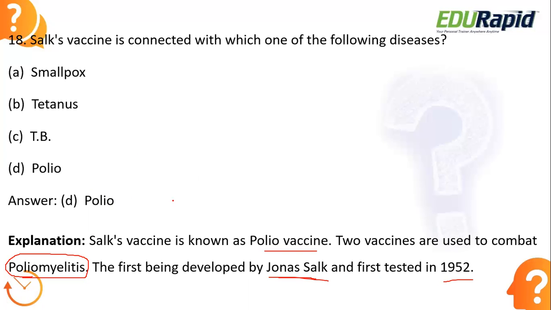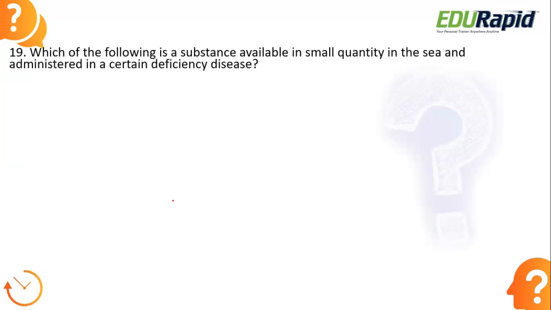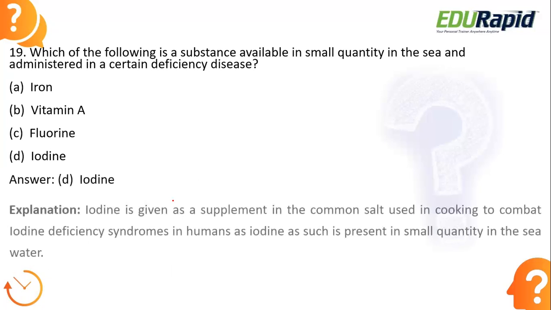The next question: which of the following is a substance available in small quantity in the sea and administered in a certain deficiency disease? Iron, vitamin A, fluorine, iodine. Here the right answer is option D, iodine.